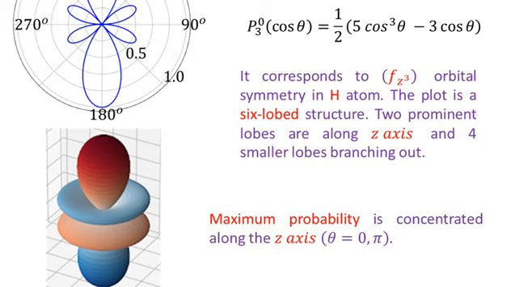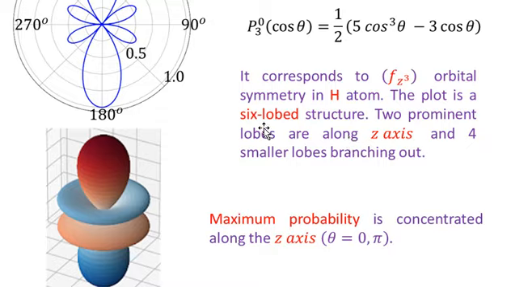So this is the fz cube orbital, because when we talk about L is equal to 3, it means that we are talking about the f orbital. Since we are talking about the value of orbital quantum number L is equal to 3, we are talking about the f orbitals. And here in this particular case, we are talking about the magnetic quantum number equal to 0. So the three-dimensional picture of this one corresponds to the fz cube orbital in the hydrogen atom.